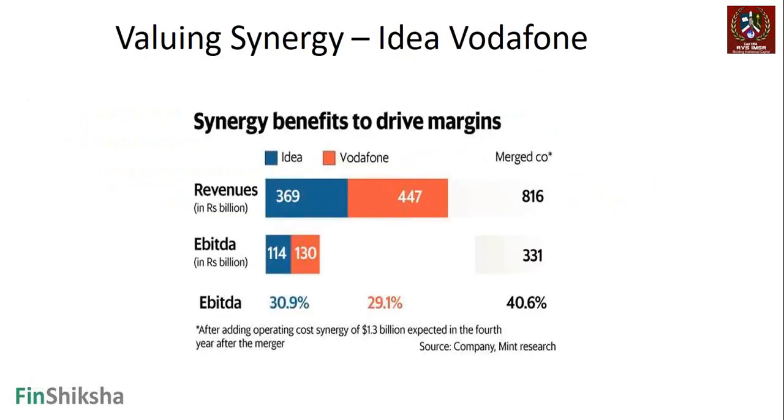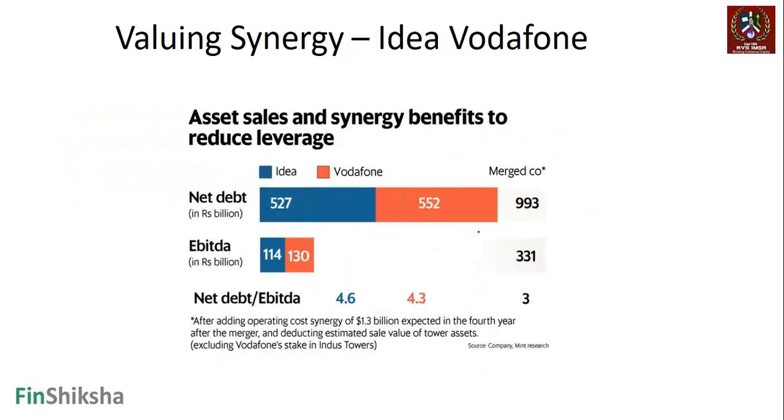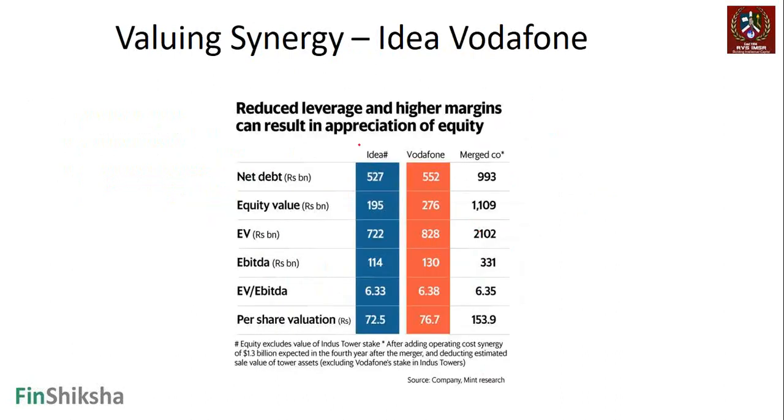Let's look at the example of Idea Vodafone. And the best way to look at it is here. So currently, the equity value is given, the net debt is also given for both the firms. So this is A and this is B, right? Enterprise value of the two firms is given. You also have the EBITDA of the two firms. If you calculate the EV by EBITDA, you get 6.33 and 6.38. So you calculate the average of that. The new firm should trade at the same average.